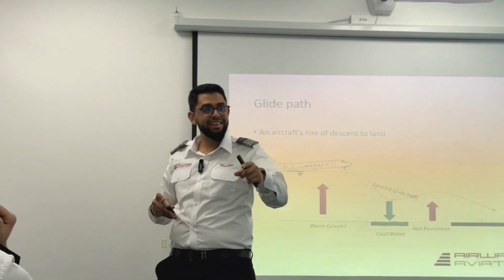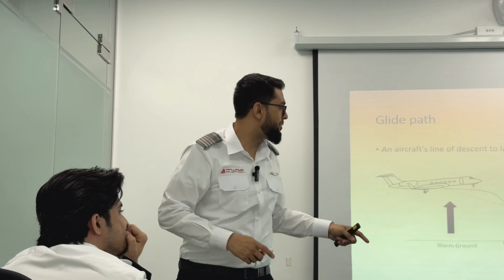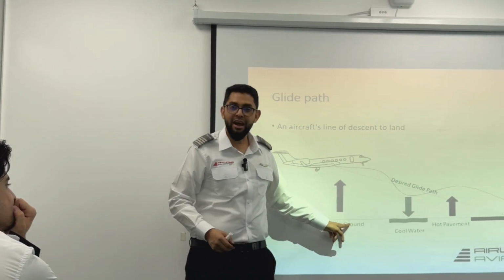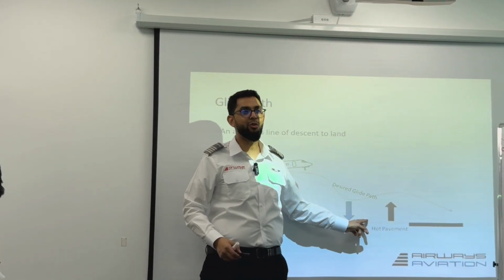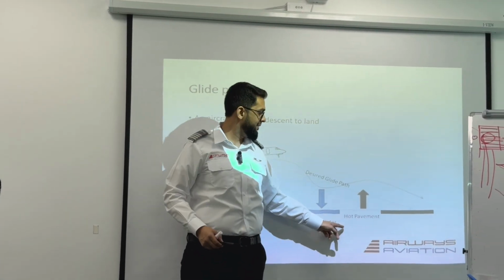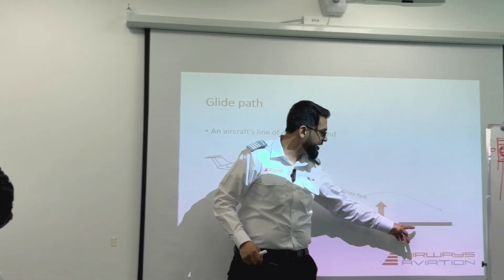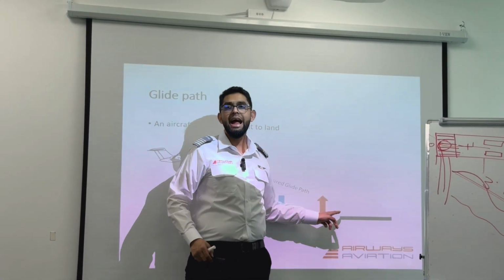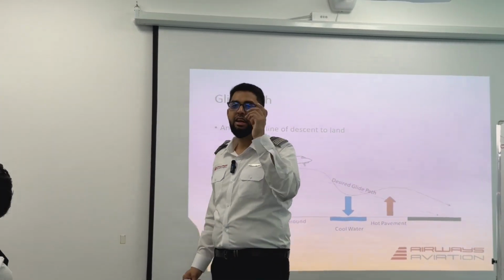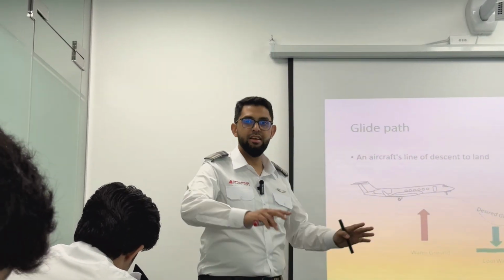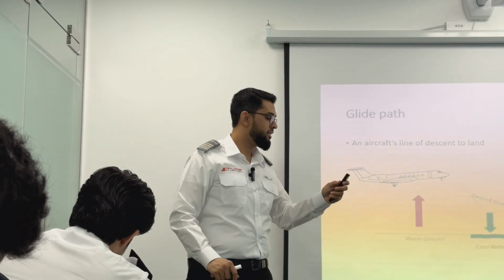You have to plan what's in front of you, what type of terrain you're going to be flying. Warm ground will make you rise up a little bit. Cool areas or water bodies will make you go down, and hot pavements again. And then by the time you touch the runway, you may land short of the runway or you may land much ahead of your landing point if you don't plan for it. All okay with this concept? Omar?